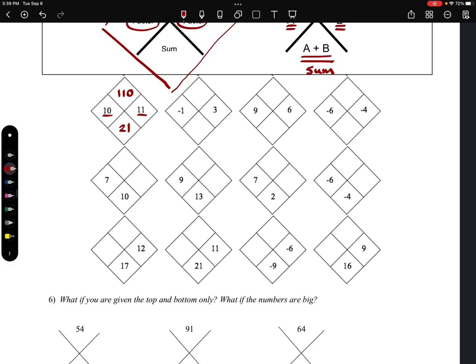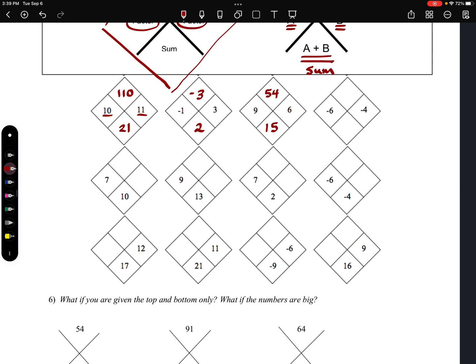Second one, -1 times 3 is -3. Underneath this one should be 2. Third one, 9 times 6 is 54. 9 plus 6 is 15.